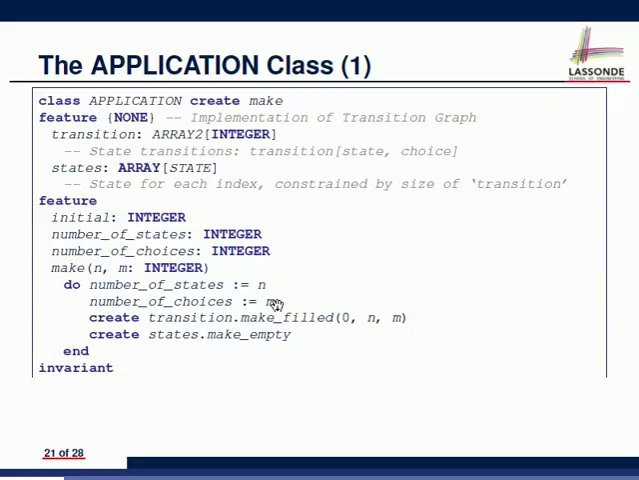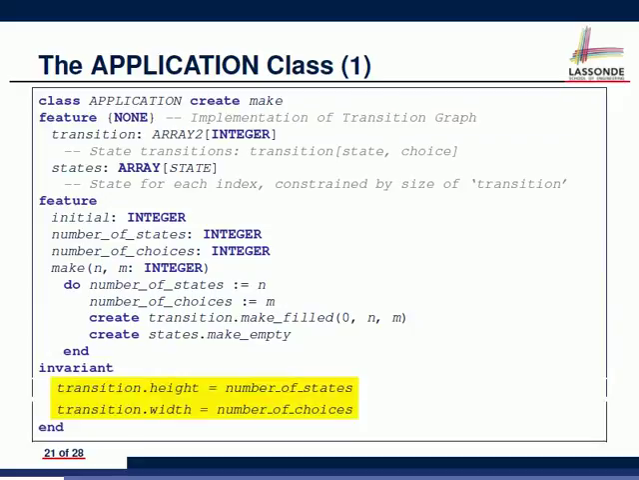So now, how do we do that? For example, height and width are simply the features of a two-dimensional array. So you can say the height, the number of rows, should be the number of states, and also the width of the two-dimensional array should be the number of choices. Okay, that's a straightforward invariant. So you can really constrain. You cannot just put any arbitrary two-dimensional array. That's about the application class.